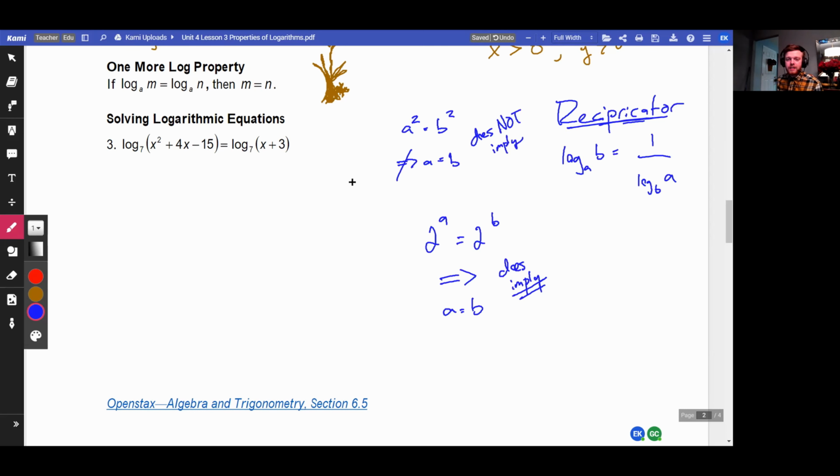All right, so these have the same base, so their arguments are equal. So we can just break them out of logarithm jail. I think another way to do this, and we're going to talk about this in a second, is you could also raise both sides to the 7. Brilliant. 7 to the log base 7. Chop, chop. And we just get x squared plus 4x minus 15 is equal to x plus 3.